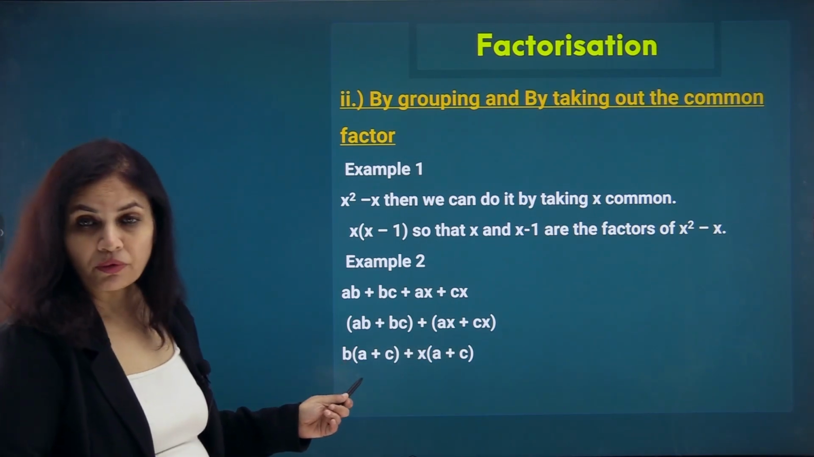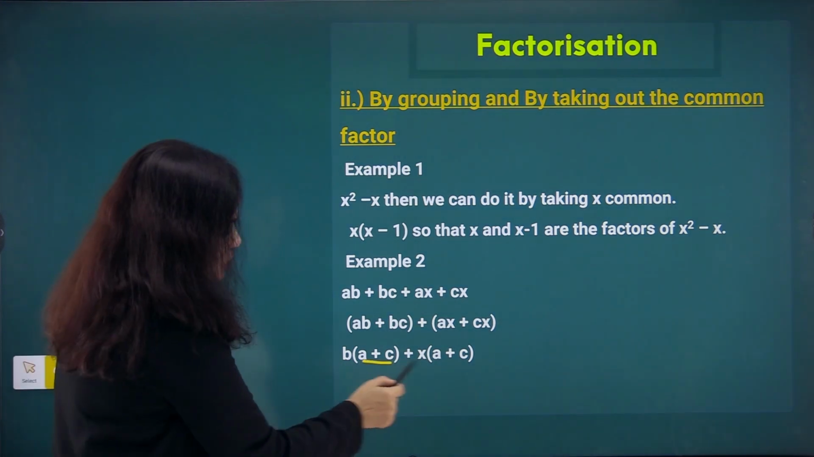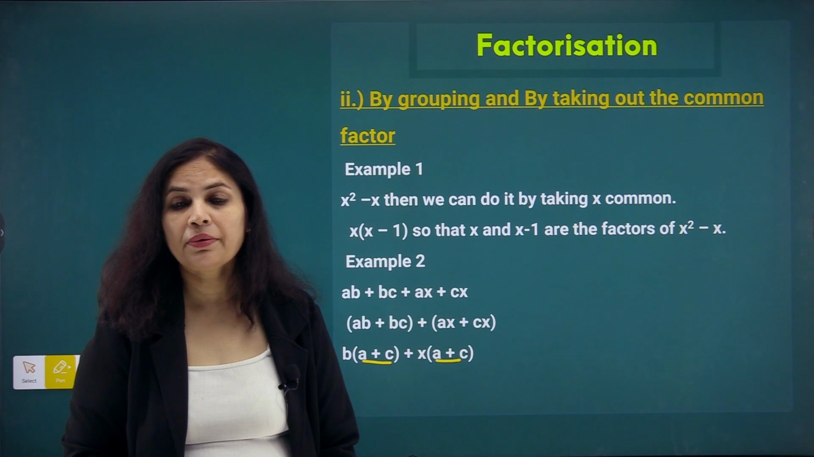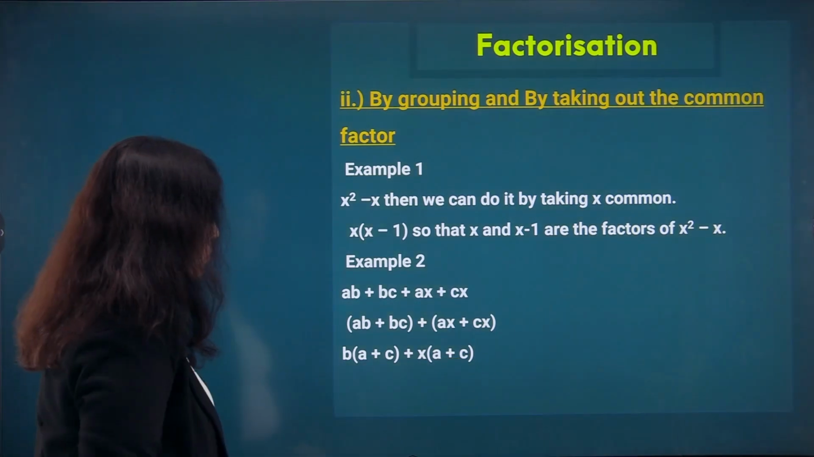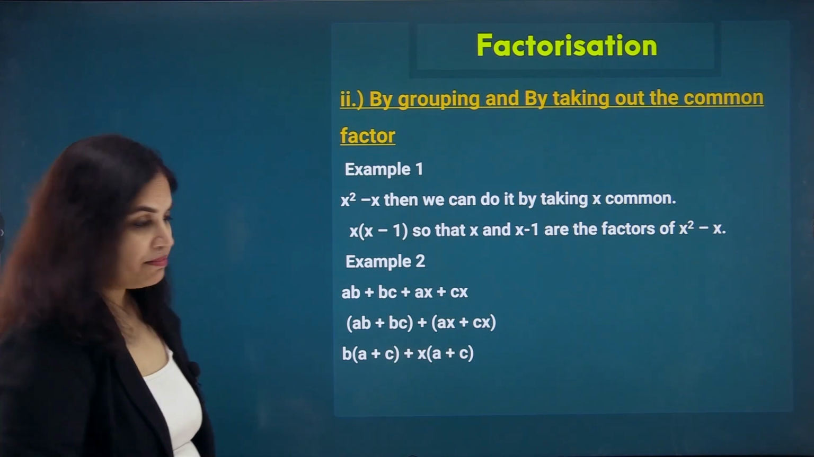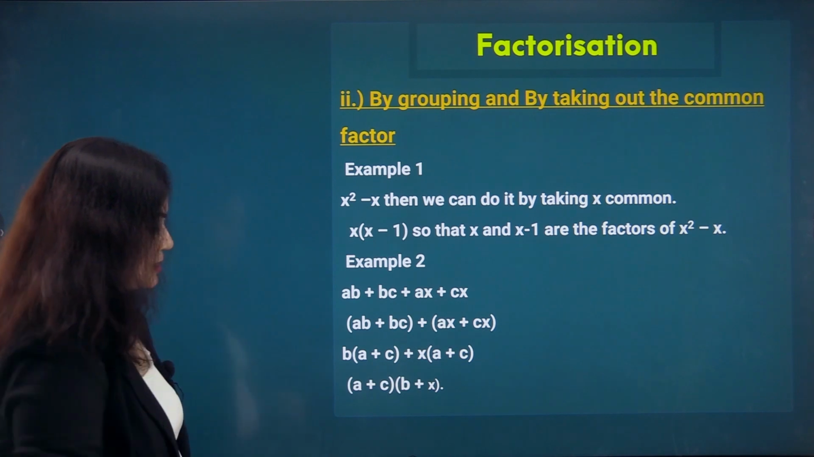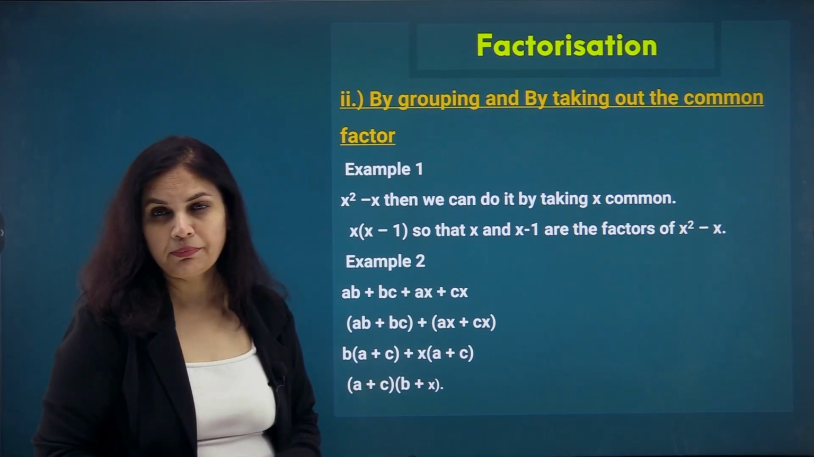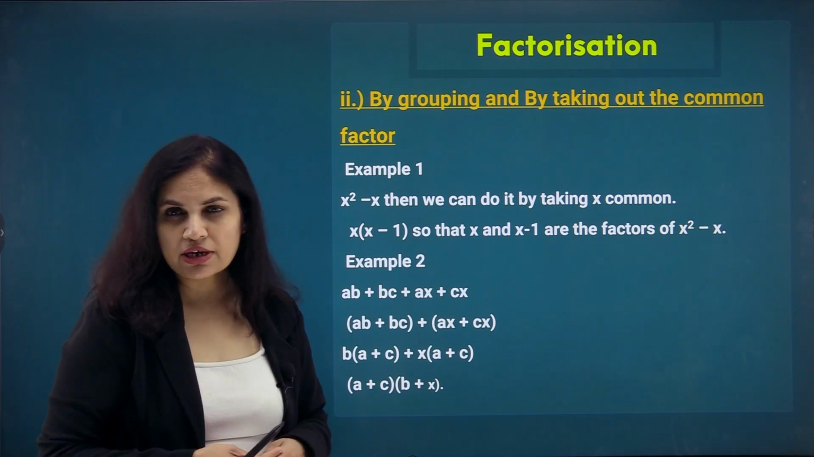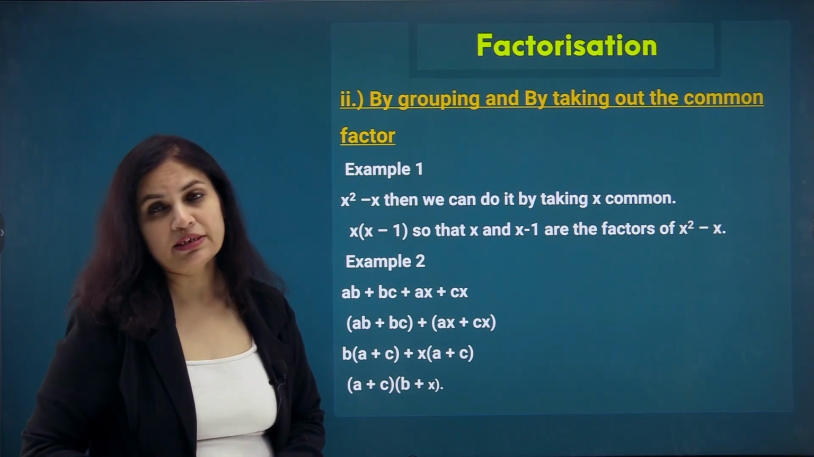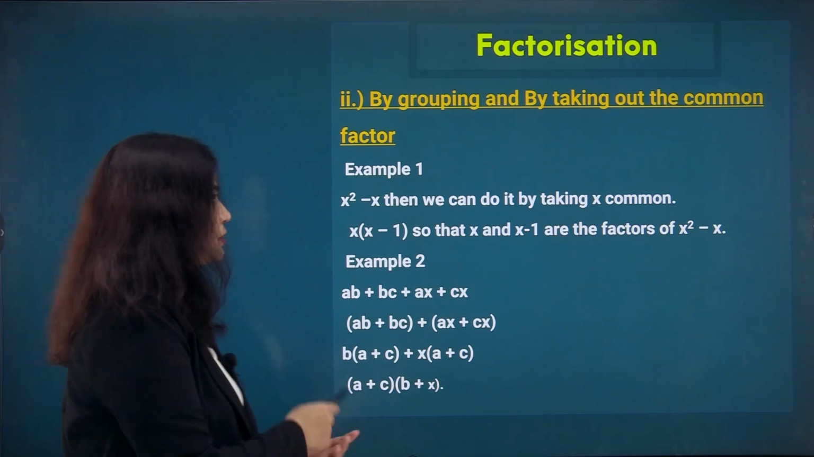This is a very important step. Here these two factors must be the same. If these two factors are not the same, then my factorization is not correct. So if these two factors are the same, then they can be taken as common from the binomial. Taking A plus C as common, the other factor will be B plus X. So given any polynomial, you must always try to factorize it first by taking common, and then we should move to the middle term split.